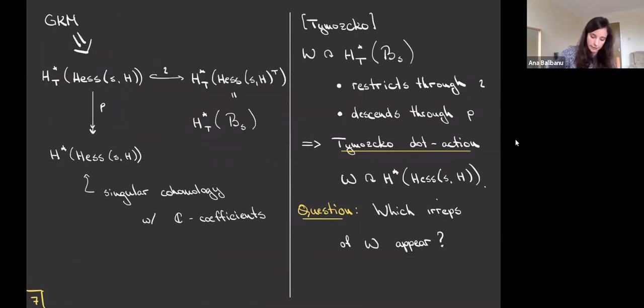So I'm looking at T-equivariant cohomology with complex coefficients, and I always have, by pullback, a map from T-equivariant cohomology of the Hessenberg variety to T-equivariant cohomology of its fixed points under the T action. And if my variety is GKM, then this is an embedding. And on the other hand, I always have the specialization map P from T-equivariant cohomology to ordinary singular cohomology. And the GKM property implies that this map P is surjective.